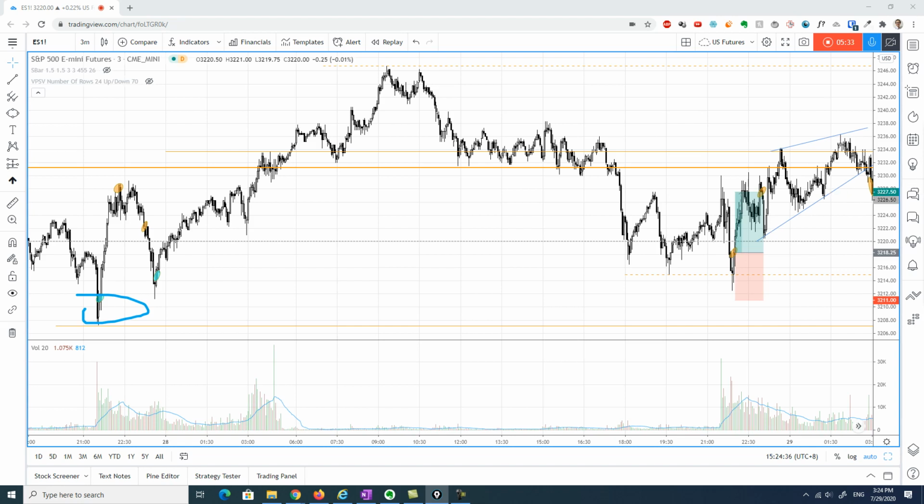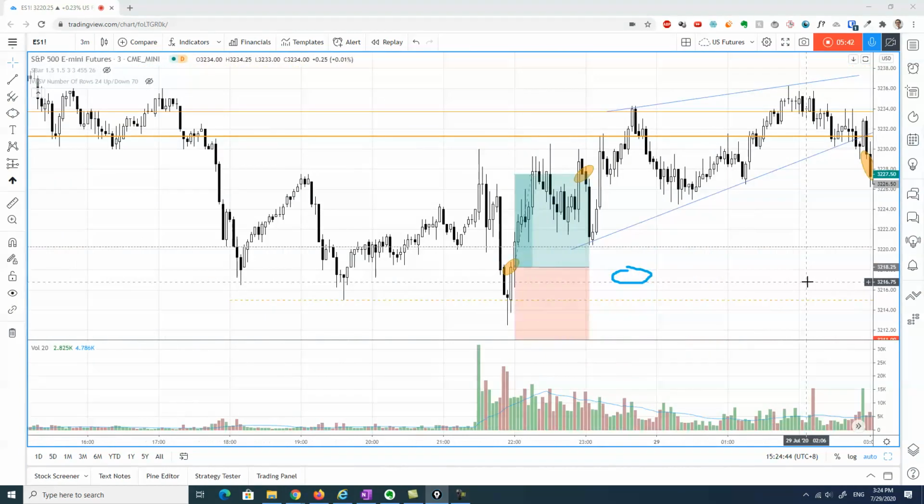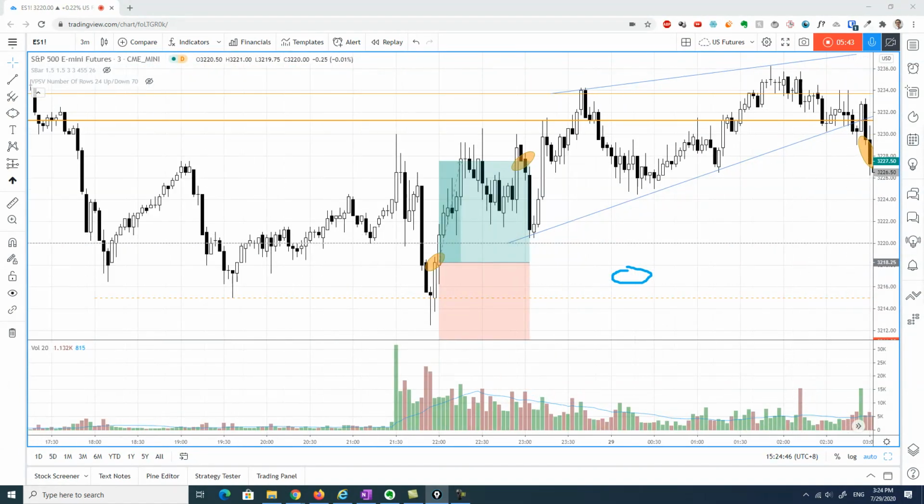This level was actually based on this non-RTH low here, as you can see in this dotted line. Let me zoom out a little bit here. This is the non-regular trading hours, aka the Asian or European session.